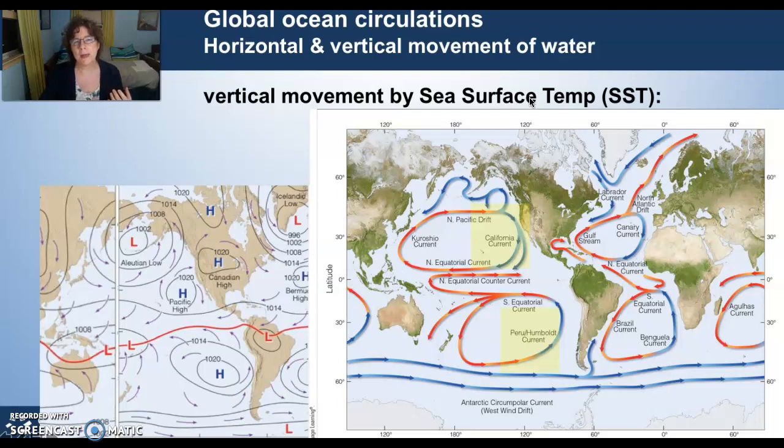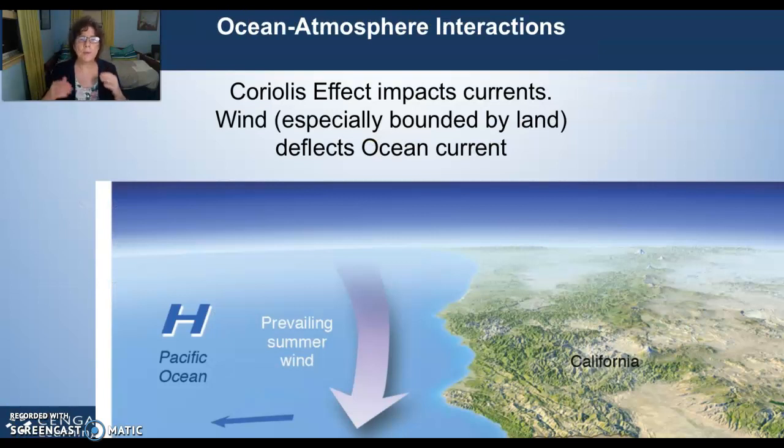The vertical movement is measured by sea surface temperature, SST, and we're going to use the specific examples of the California current and the Peru-Humboldt current off of South America. So let's get to it. When we talk about each of these currents, they have something in common, and that something is a phenomenon called upwelling. Now, upwelling is an outgrowth of the Coriolis effect on water.